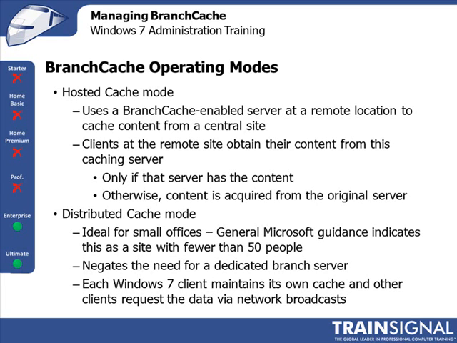Distributed cache mode is ideal for small offices. General Microsoft guidance, if you look at some of their documentation, indicates this is a site with fewer than 50 people. Distributed cache mode negates the need for a dedicated branch server. Everything happens with the central server that's running BranchCache at GlobalMantic's headquarters. Each Windows 7 client maintains its own cache, and other clients can request the data via network broadcasts.